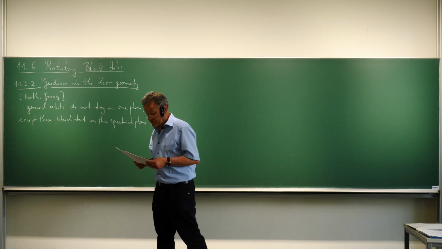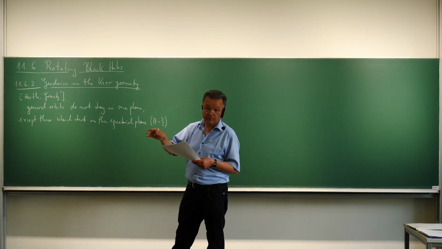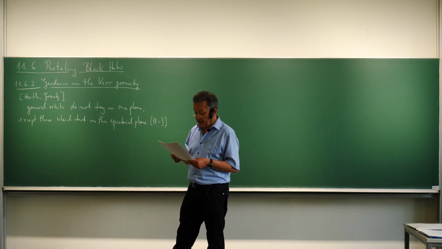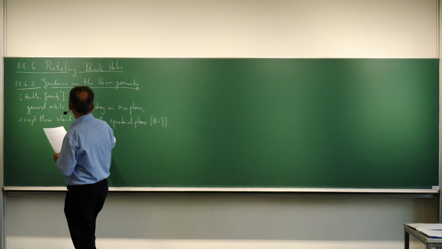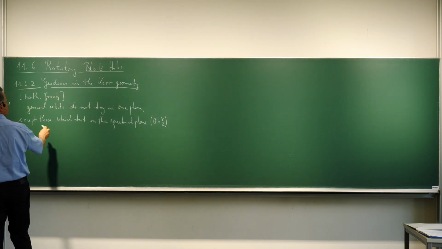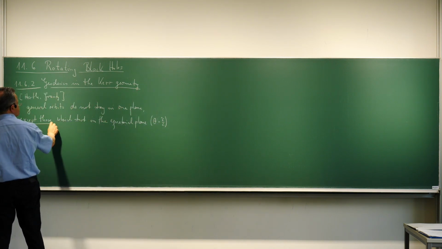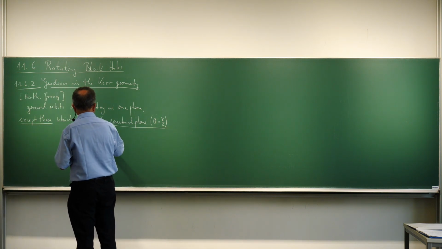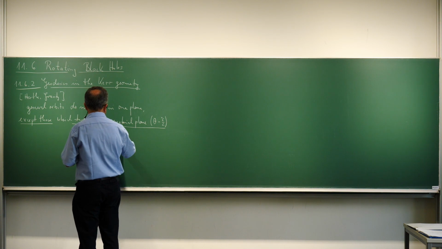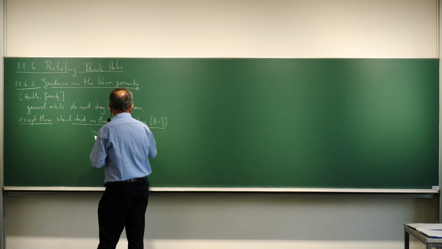Because of the symmetry of the Kerr metric under theta going to pi minus theta, the corresponding component of the test particle's angular momentum is conserved. So we restrict to this case here, those which start in the equatorial plane.